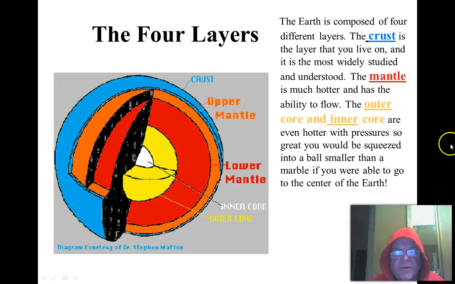Okay, so the Earth comprises four different layers. The crust is the part that we live on, whether we're on water or land. And then underneath it's the mantle, and it starts to get hotter. And then the inner part is the core, and you've got the outer core and the inner core, and it's pressed together, and it's really hot, but it's still liquid until you get to the middle, and then the inner core is solid.